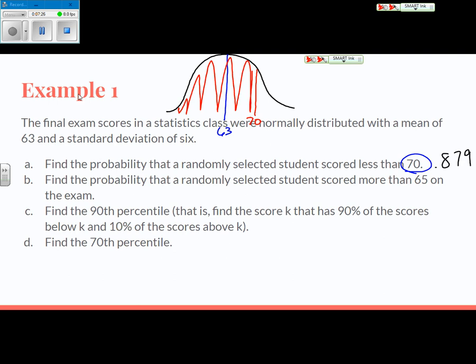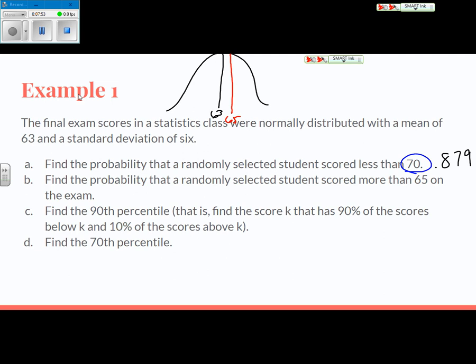What about more than a 65? It's going to be a little bit different on this. I still have, what's my middle number, 63? Let's do 63. More than a 65. Where would a 65 be on this bell curve? It's just barely to the right.